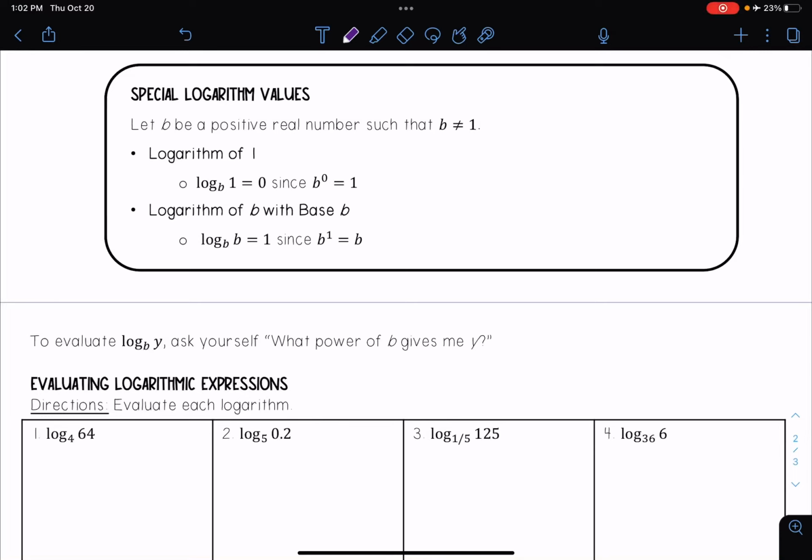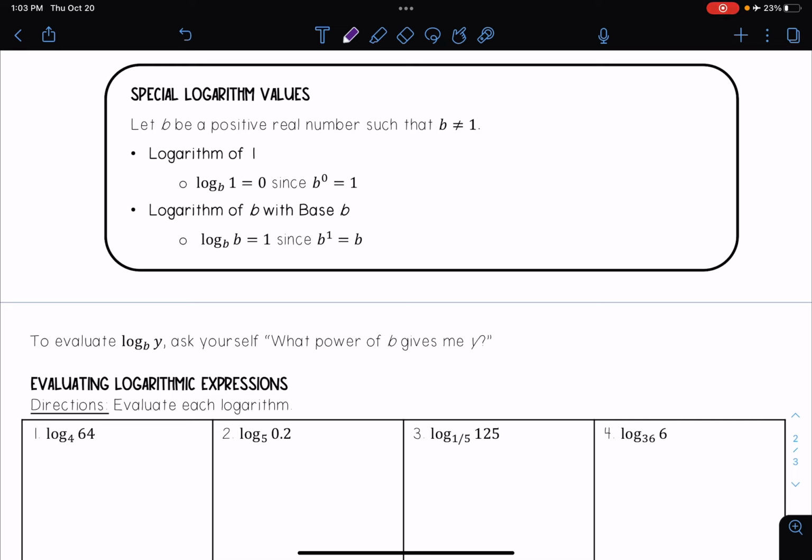In this video, we're going to be looking at evaluating logarithmic expressions. Before we go into that, something you may have noticed in the past couple videos is that there are some special logarithm values, and those are the logarithm of 1 and the logarithm of b with base b. If I take the logarithm of 1, it's always going to equal 0, no matter what my base b is, because b to the 0 power, any number raised to the 0 power, is equal to 1.